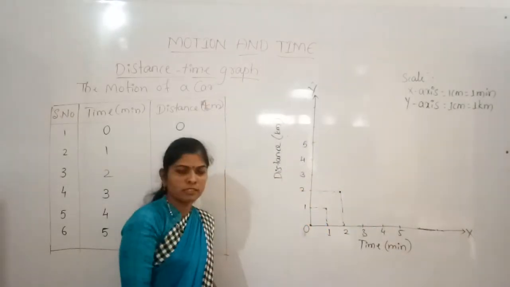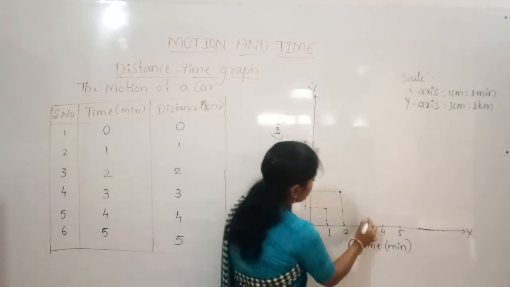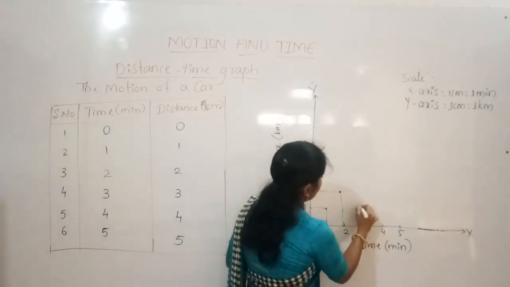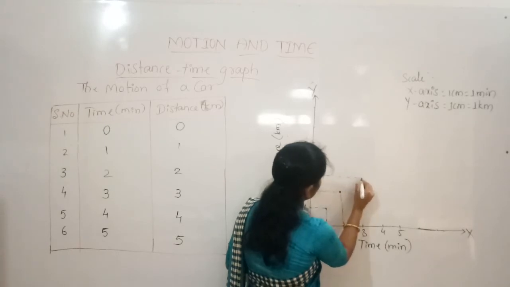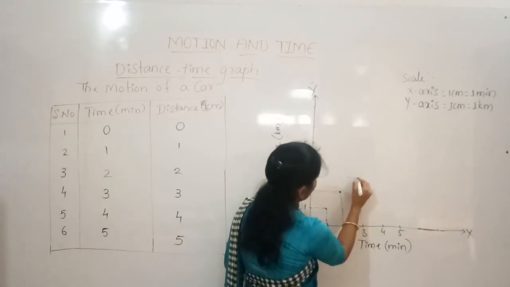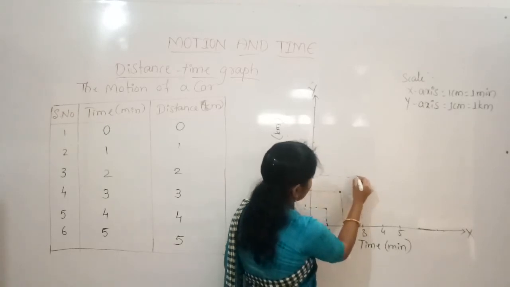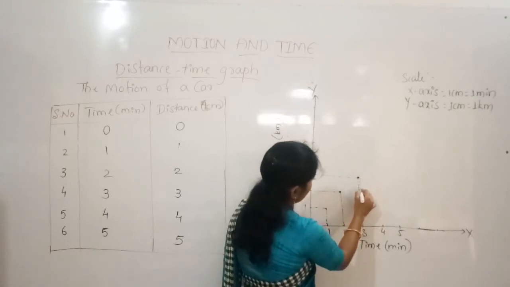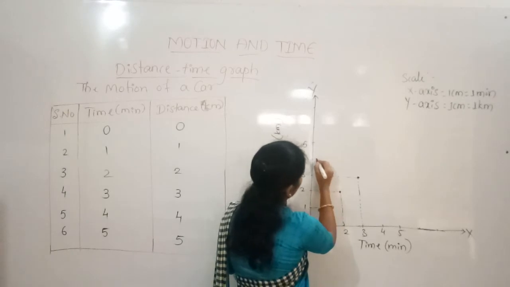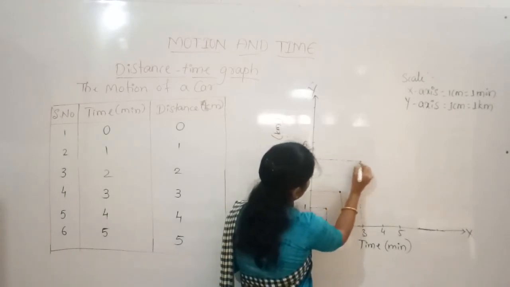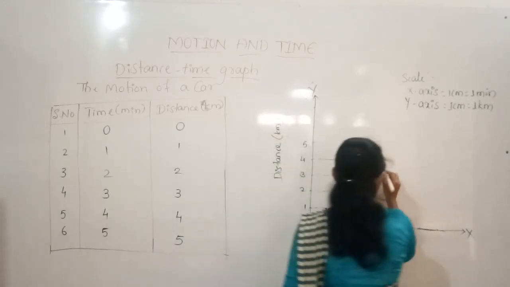Yes, 2 kilometers. And in the third minute, it has covered 3 kilometers. So mark the point here again. And in the fourth minute, it has covered 4 kilometers. And here also you can draw the intersections.